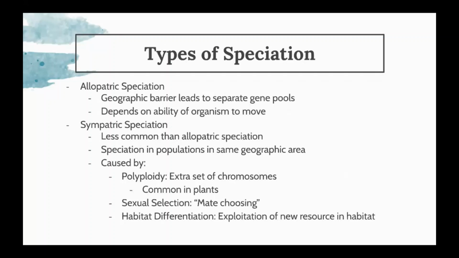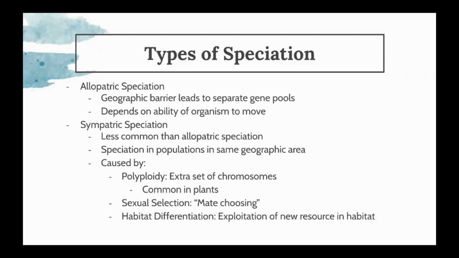Then we have sympatric speciation, which is going to be a lot less common than allopatric speciation. And what sympatric speciation is, it's speciation that occurs in populations that are living in the same geographic area. And the reasons that can be caused by are, for example, polyploidy. So when meiosis occurs, there's an extra set of chromosomes in one of the gametes.